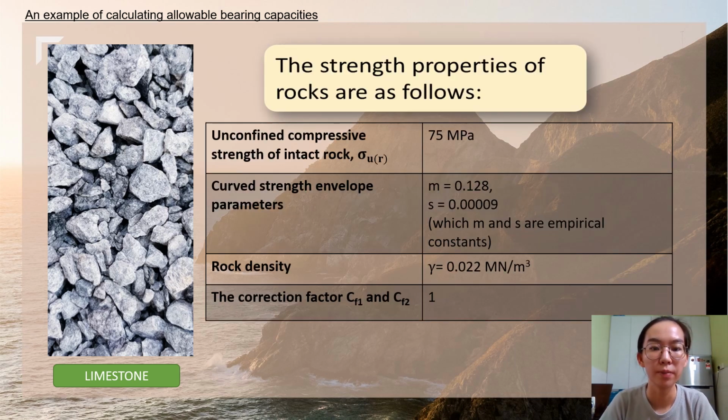The table below shows the strength properties of rocks. First is the compressive strength, which is 75 megapascal. The strength envelope parameters are m equal to 0.128 and s equal to 0.00009, and the rock density is found to be 0.022 meganewton per meter cubed, and the correction factors CF1 and CF2 are equal to 1.